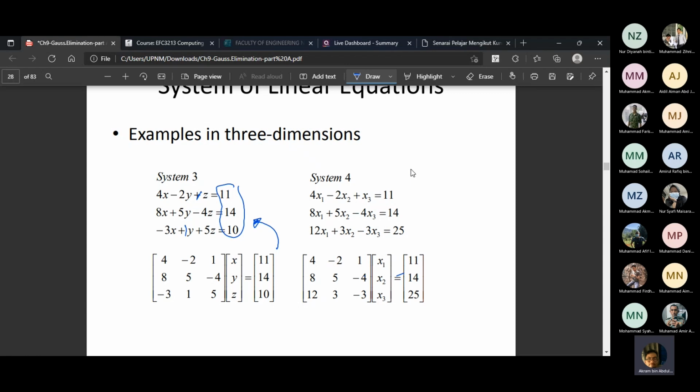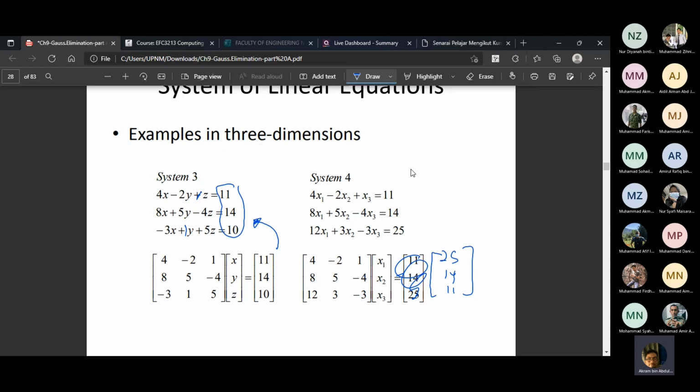Okay. Turutan tu mesti betul. Jangan pula constant term ni tiba-tiba kamu suka hati. Kamu tulis macam ni, lepas tu kamu pergi tulis sama dengan 25, 14, 11. Betul ke tak? Salah lah. Tak boleh lah, sebab dia mesti ikut susunan dia. Kalau yang ni adalah equation yang first, so mestilah sama dengan.